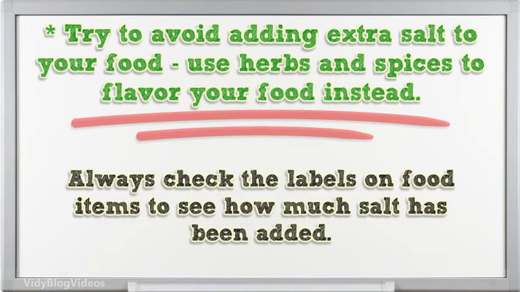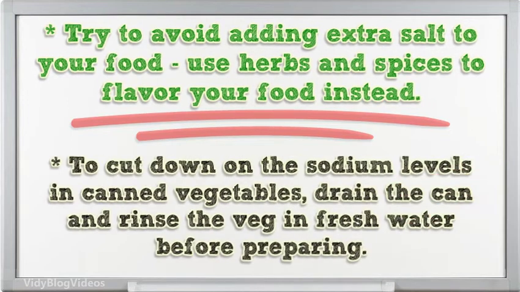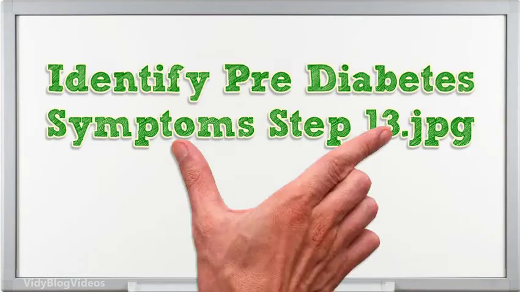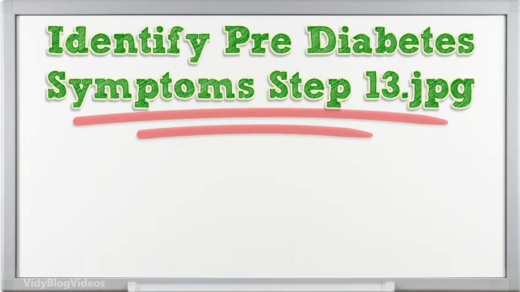Always check the labels on food items to see how much salt has been added. To cut down on the sodium levels in canned vegetables, drain the can and rinse the veg in fresh water before preparing.